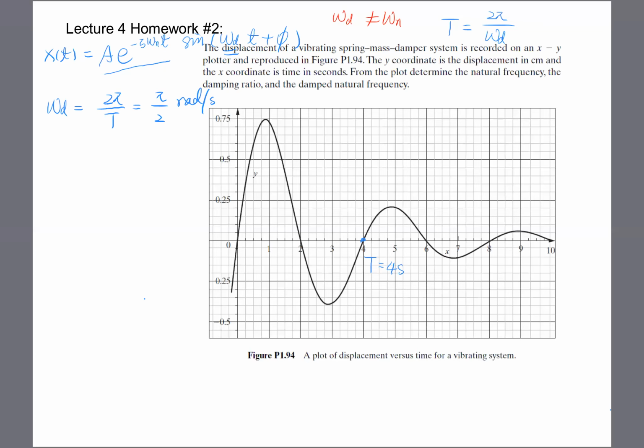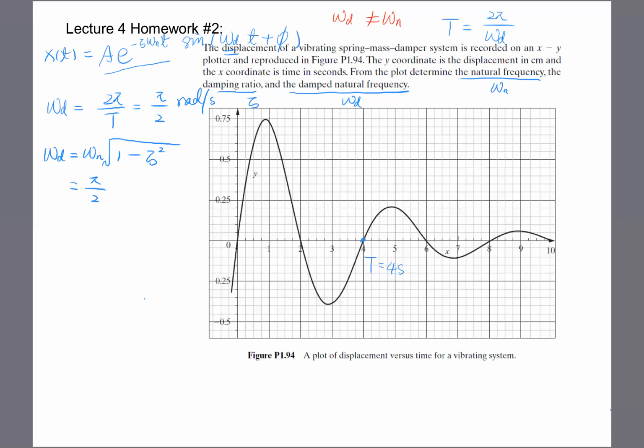But the question asks us to determine the natural frequency, which is omega n, and the damping ratio, which is zeta. The last one we already did, that's omega d. Omega d is half pi. But we already know that omega d is a function of omega n and damping ratio zeta, equals to half pi. That's one equation, but we have two unknowns. We need to find another equation.